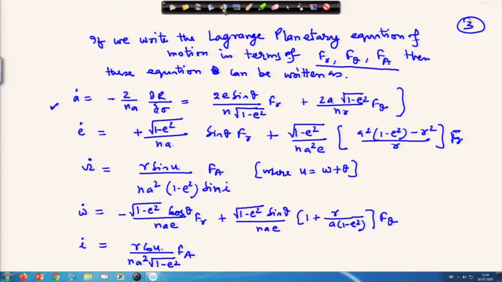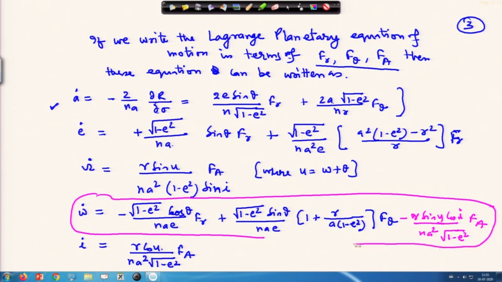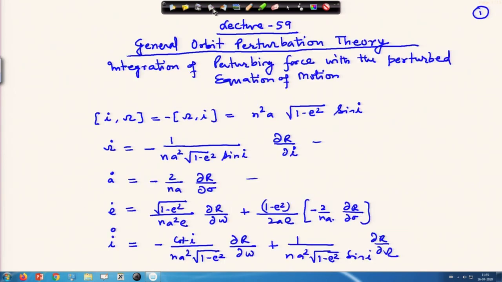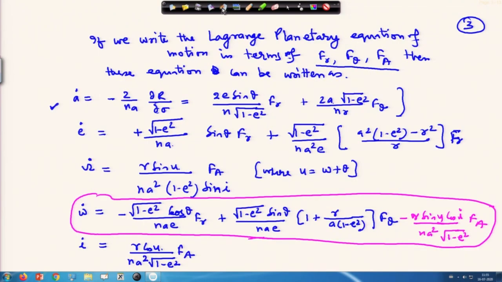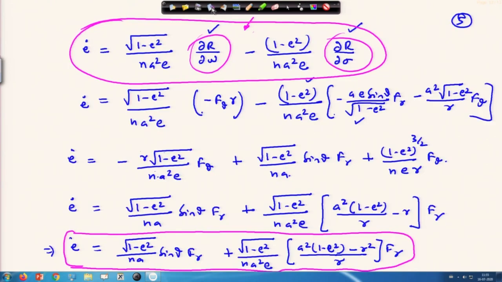Okay, and here, while writing, one term we have missed out, which we have written here. This term was r sin u divided by ... times cos i. So this is the correction at this point. This is in lecture 59. Okay, so this way we conclude this topic.